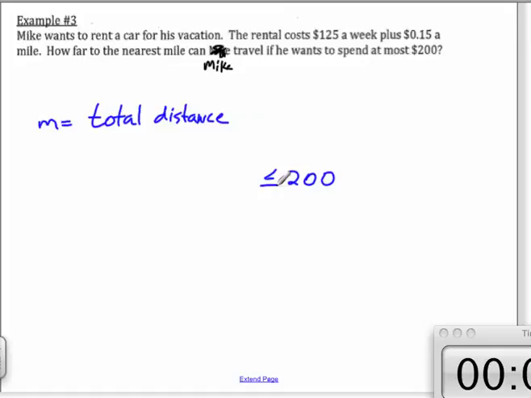Okay. Now, how can I represent the amount that he spends? How can I do that, Max? 125 plus 0.15 m per mile, right? Now, is that the way I'd normally write an equation? No. Now, how would I represent this, Reed? I mean, it's okay, but this isn't convention. I would normally put 0.15m plus 125 is less than or equal to 200. That's just technicality, right? Because we're just trying to solve a problem.